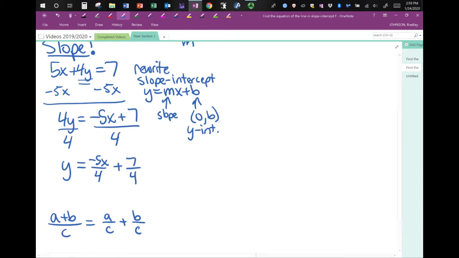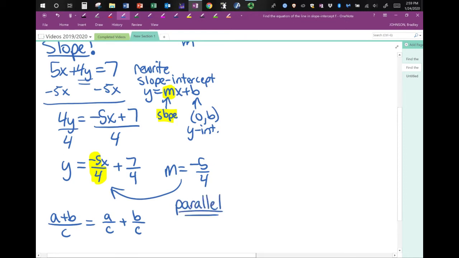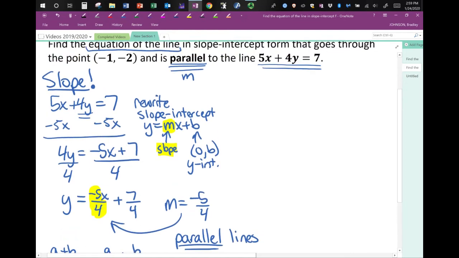Okay, look at the slope. The slope is the leading coefficient in front of the x. So our slope will be -5/4. Now this is the slope for this line. We want to think about what the slope is when you have parallel lines.